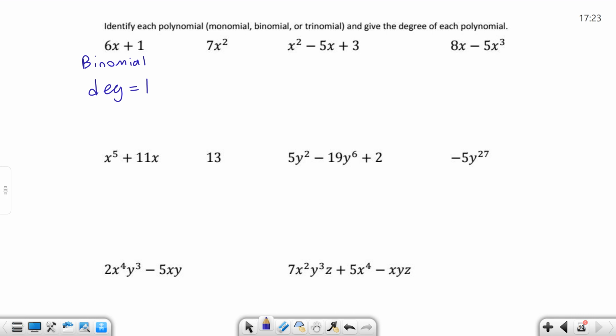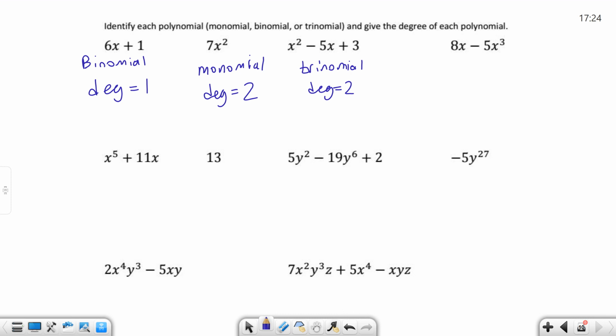Okay? What about 7x squared? It is a monomial, just one term. And its degree is 2. I don't know why I wrote it like an exponent, because that's what it is, but the degree is 2, right? The only exponent there is 2, so it is the degree. And then the next one has 3 terms, so it's called a trinomial. And its degree, we have 2, 1, and 0, so 2 is the biggest one. The degree there is 2.